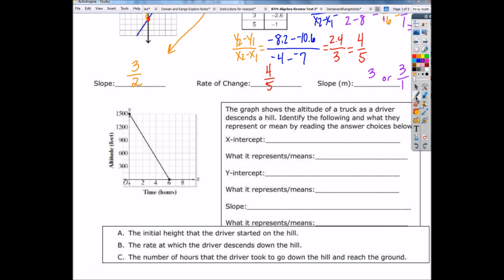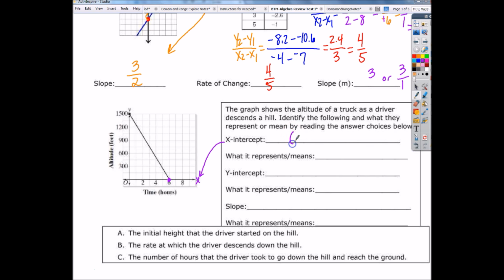Now, it says here, the graph shows the altitude of a truck as a driver descends a hill. So he's driving downhill. Identify the following by reading the answer choices below. So let's see what we got. X-intercept. Well, X-intercept means I'm going to the X-axis, and I go, bam! There it is. It just so happens that that X-intercept is going to be an ordered pair.